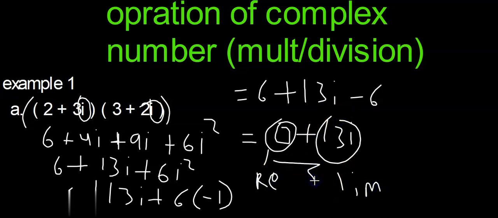The first step is just to multiply: multiply 2 by both 3 and 2i, and then multiply 3i by both 3 and 2i, and eventually you get this answer. If you have two i's, it will be i squared, and i squared is always equal to negative 1. When you multiply 6 by negative 1, we get negative 6, and 6 plus negative 6 is 0. 0 plus 13i is my last answer, and 0 is my real part since it is a constant number, and 13i is my imaginary part since it has i in it. So this is all you have to do.